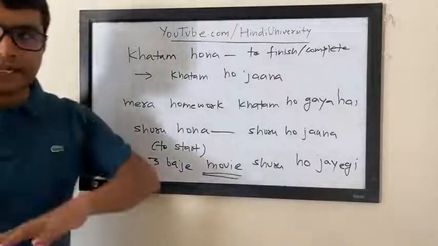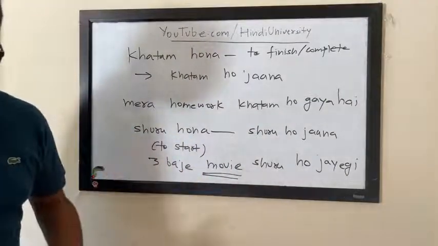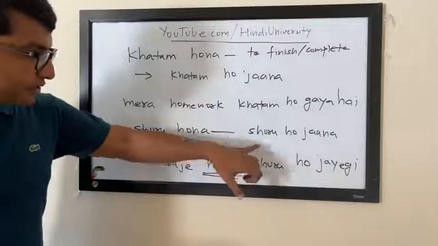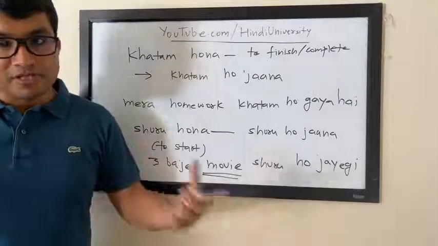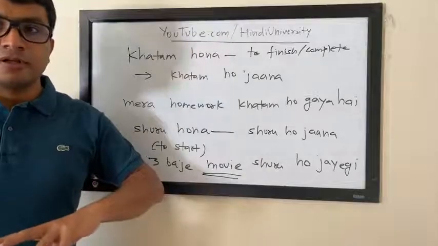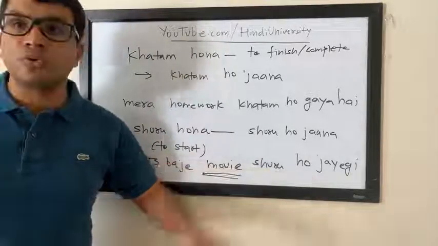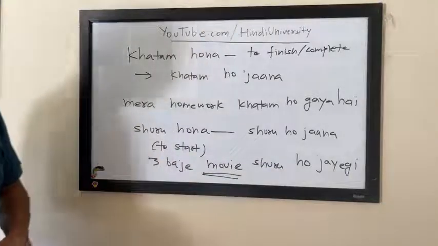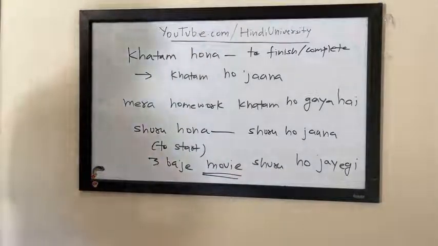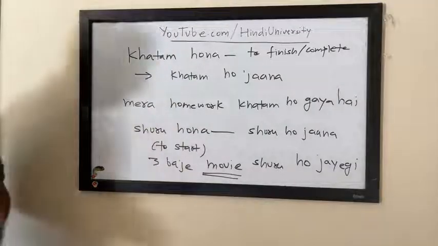From not being played, the movie will start, they'll start showing the movie. The first one is simply saying movie shuru hogi, movie will start. In this one, you want to tell your friend, come quickly, be quick, otherwise the movie will start. Movie 3 baje shuru ho jayegi. From not being played to they'll start showing it. They're not going to wait for you. Movie shuru ho jayegi.